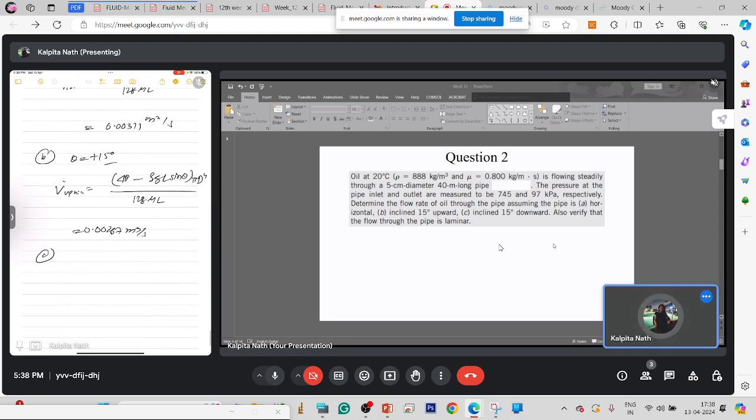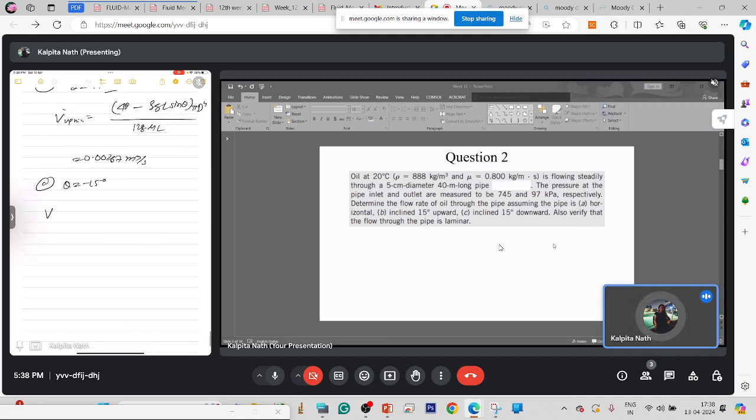For the third case, there is a downhill flow with an inclination of 15 degree. That means theta is equal to minus 15 degree. So the volumetric flow rate downhill is equal to del P minus rho G L sine theta times pi d to the power 4 by 128 mu L. So sine of minus 15 degree will be there. So this will be 0.00354 meter cube per second. So this is what it is for this question.